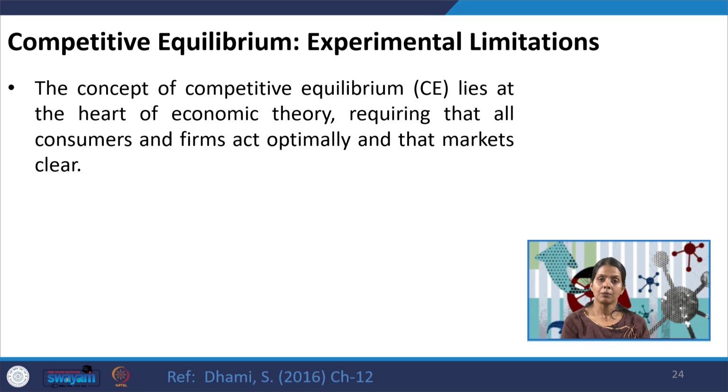Finally, we talk about competitive equilibrium and experimental limitations. The concept of competitive equilibrium lies at the heart of economic theory, requiring that all consumers and firms act optimally and that markets clear. So, for competitive equilibrium, the most common and most extensively studied example is that of perfectly competitive markets and the associated equilibrium situation, but in other types of markets there is imperfect competition and accordingly the equilibrium situation varies. So, competitive equilibrium actually covers all possible situations.